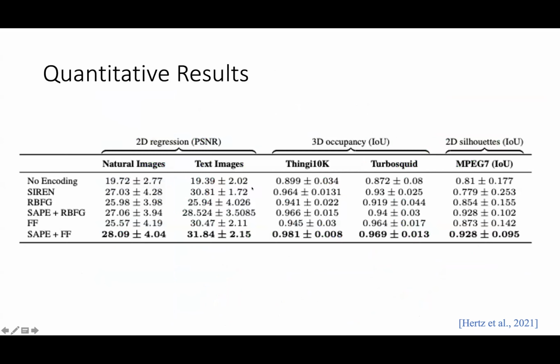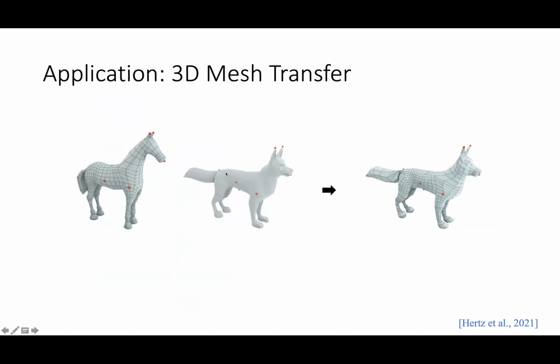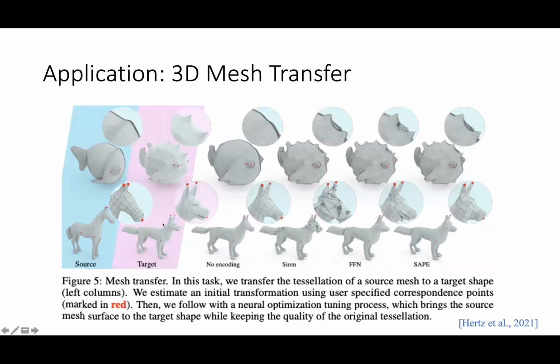Besides 3D reconstruction, we can apply it also beyond implicit reconstruction. We can apply it also to mesh transfer. The details are in the paper. We can take a mesh, transfer it to a point cloud, and then this point cloud gets the style of the original mesh. Here you can see several examples of mesh transfer with SAPE compared to the other methods, and you can see the improved results.